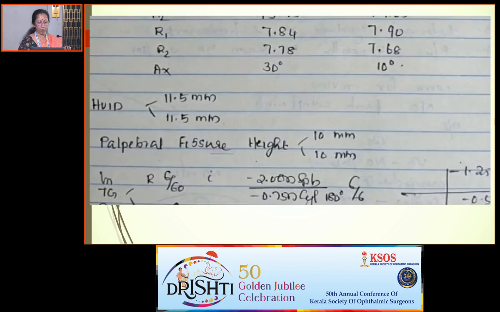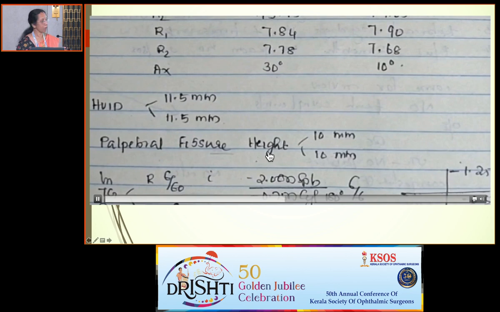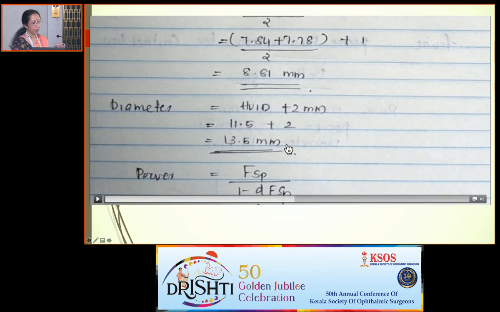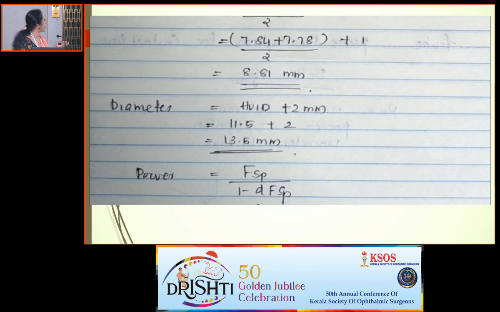So this is all the recordings which are to be made: the total diameter and all the recordings for the patient. The power of the contact lens is taken from the subjective refraction. The spectacle power divided by one minus the back vertex distance is also checked to know the power of the contact lens.